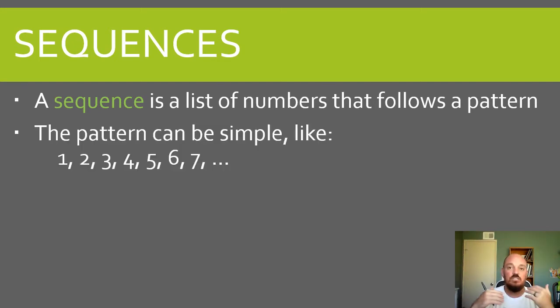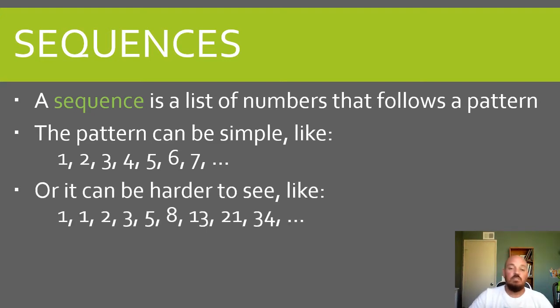Now the pattern could be something really simple, like this one. 1, 2, 3, 4, 5, 6, 7. It's basically just the counting numbers. It can also be something kind of difficult or harder to see like this. So this sequence I'm showing you, if you're looking for a pattern, it might be kind of hard to see. This is actually a kind of famous sequence called the Fibonacci sequence.